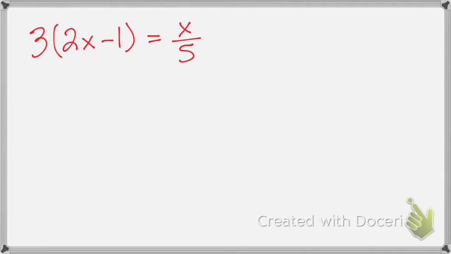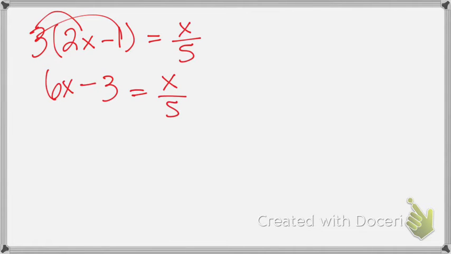These were bell work problems that we worked, so I'm just going over these rather quickly. All right, so here we're going to distribute again. 3 times 2x is 6x. 3 times negative 1 is negative 3 equals x over 5. You have to multiply by 5 on both sides. They cancel here.